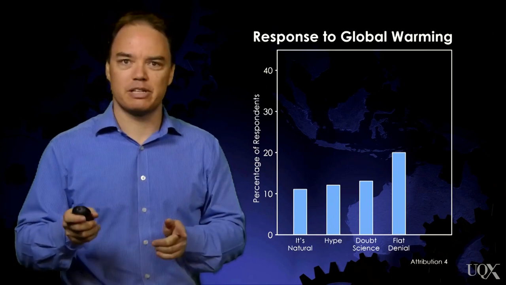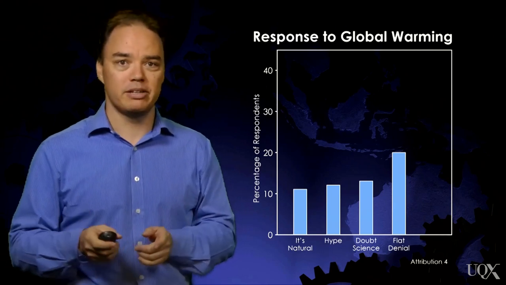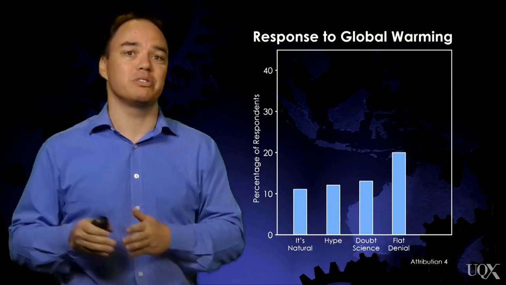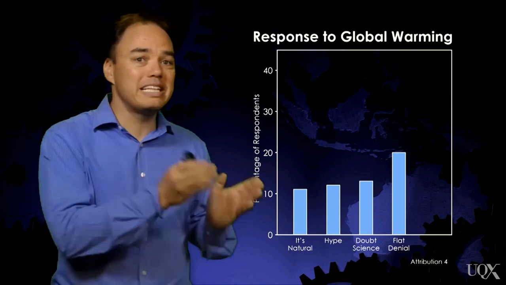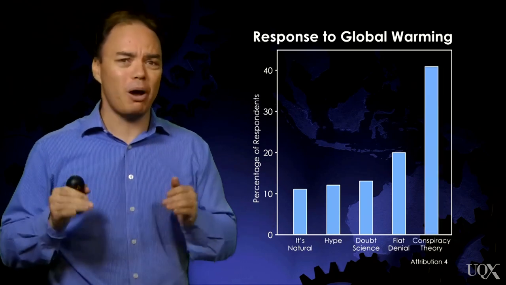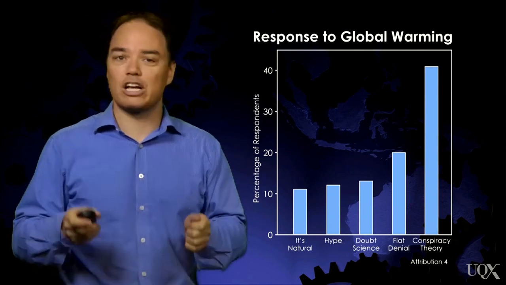They asked participants for the first words that came to mind when thinking about global warming. Among the people who reject climate change, they saw a range of options, from blaming global warming on natural causes to expressing doubt about the science. But the most common response, by far, involved conspiracy theories, the notion that global warming was a hoax.